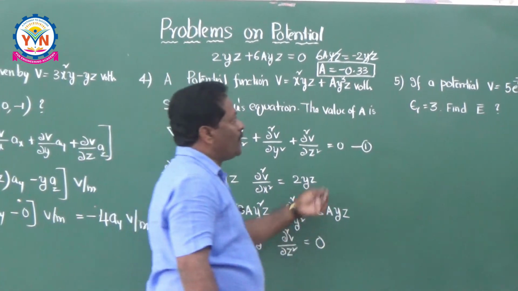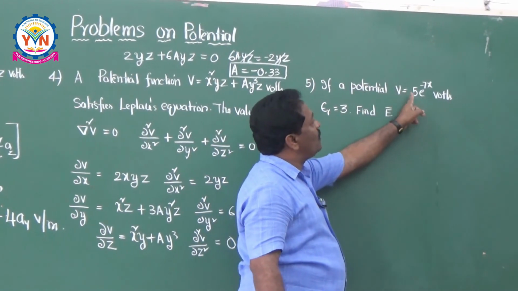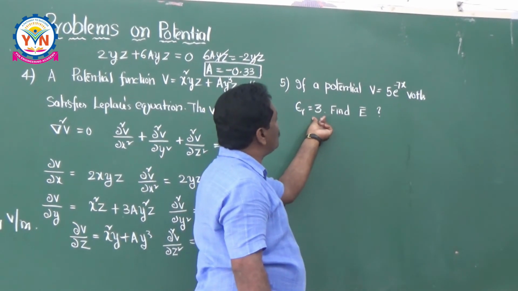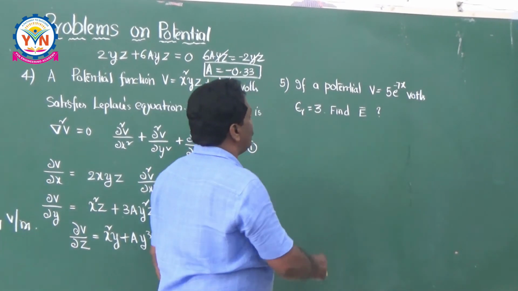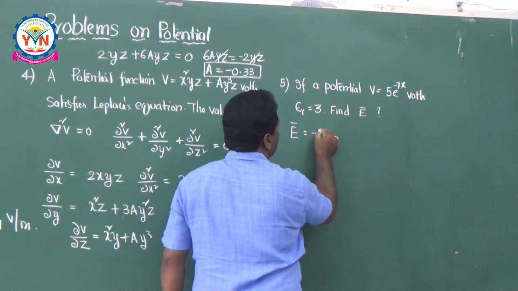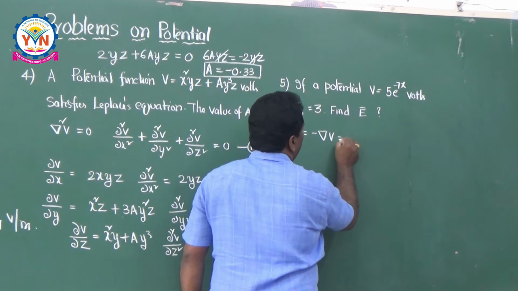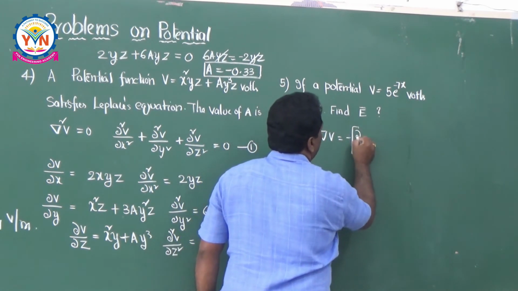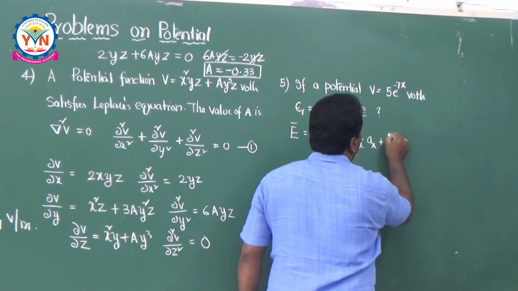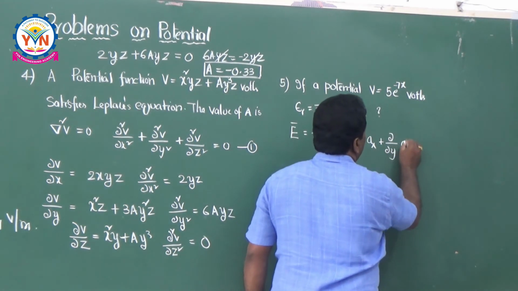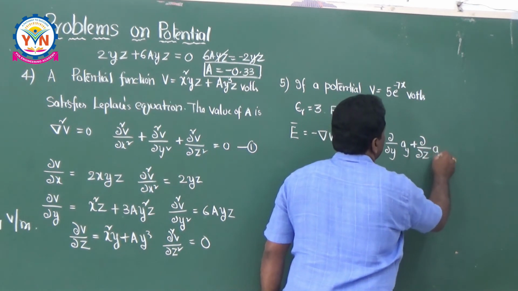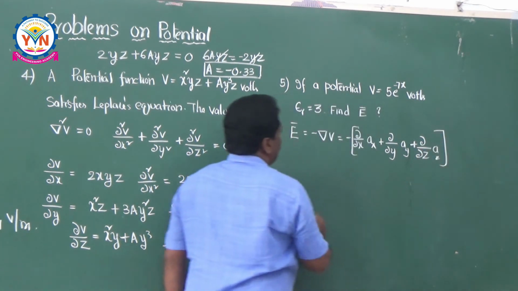Now third one, if a potential V is equal to 5 into e to the power of minus 7x volts and epsilon r is equal to 3, find E bar. You know, E bar is nothing but minus del V, that is equal to minus of dou by dou x into Ax plus dou by dou y into Ay plus dou by dou z into Az. Okay, right. Now what is E bar here?